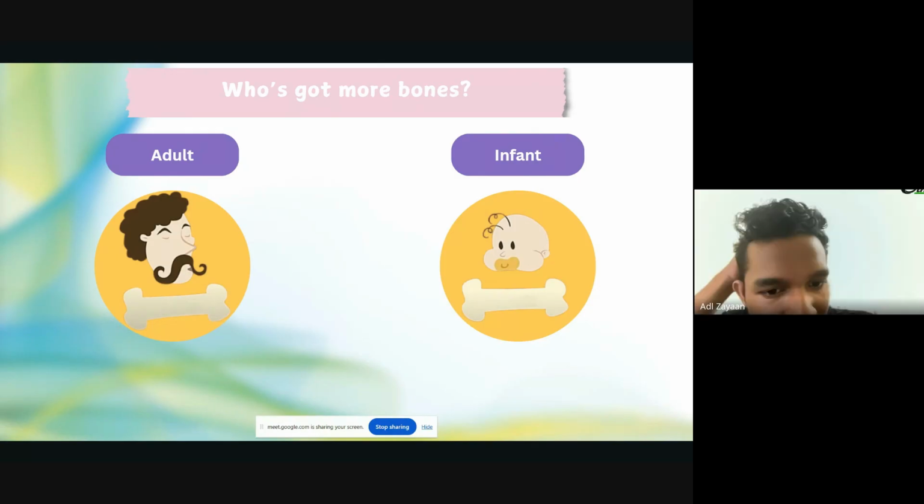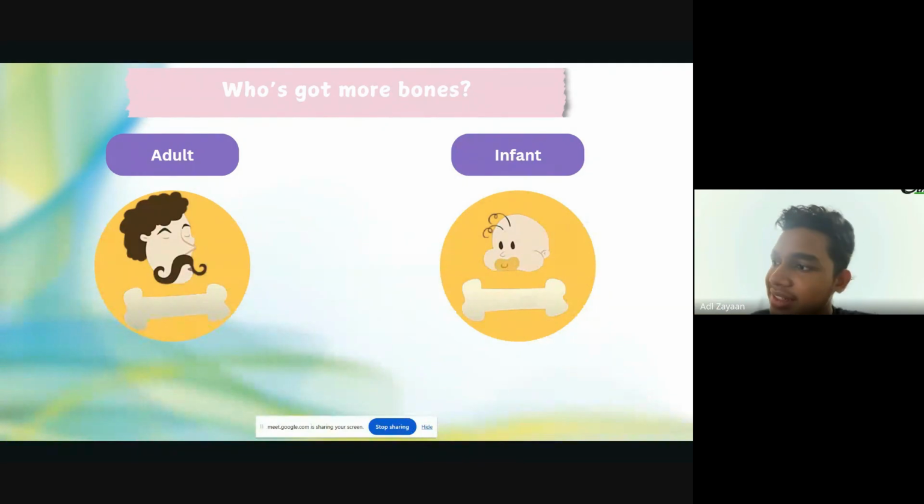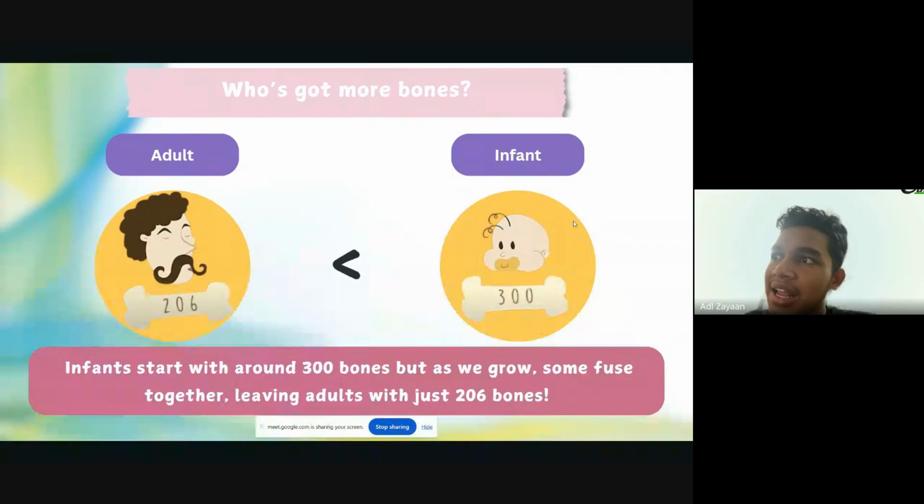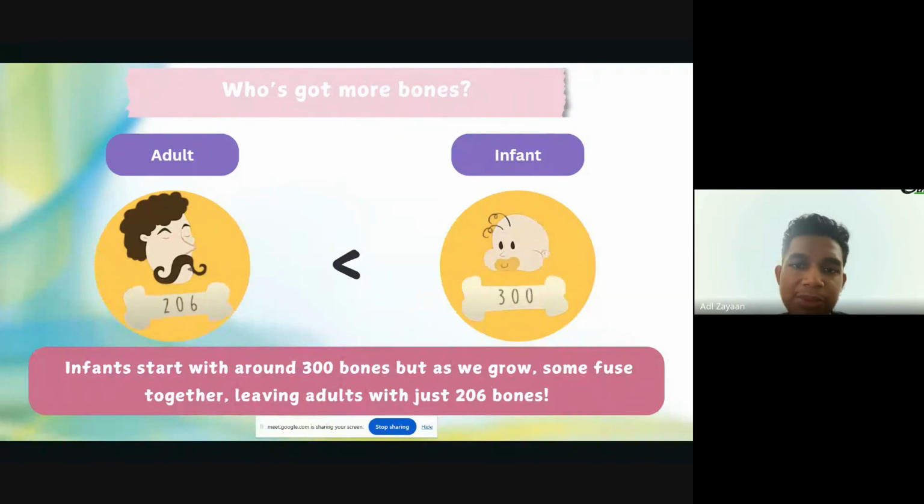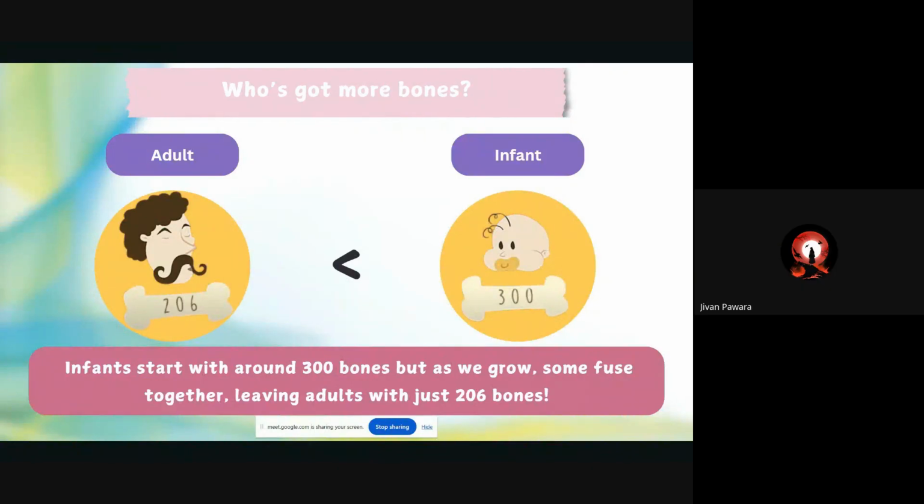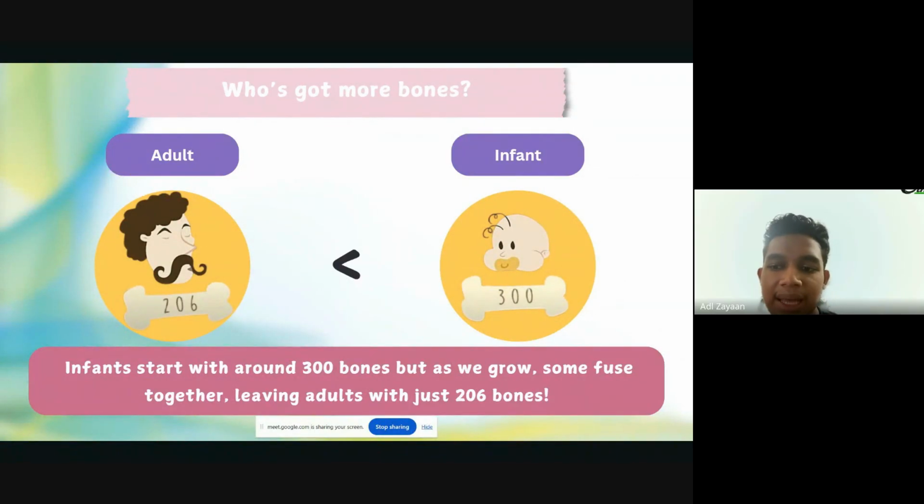Before learning this thing, I also thought the same. When I was in eighth or ninth, I also thought adults have more bones than infants. But the real thing is that infants start with around 300 bones. But as we grow, some fuse together. Fuse means some will join together, leaving adults with just 206 bones. So infants, meaning babies, have 300 bones.